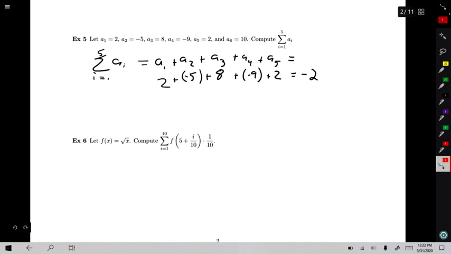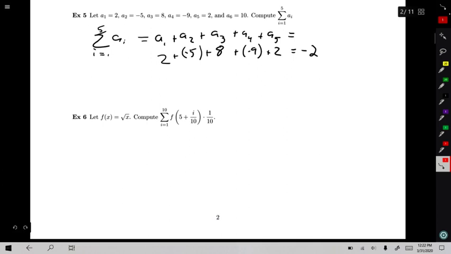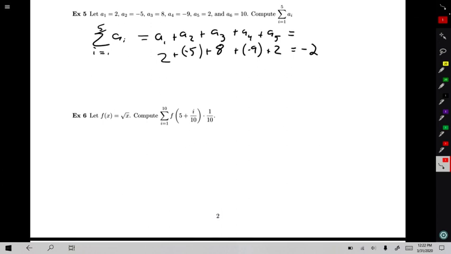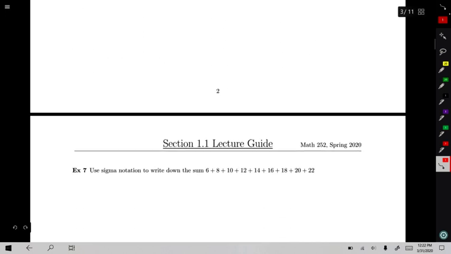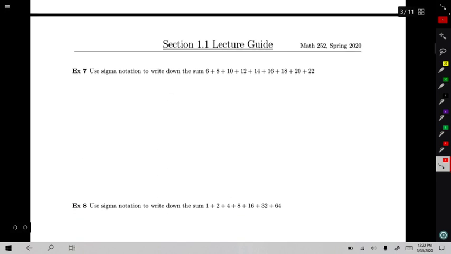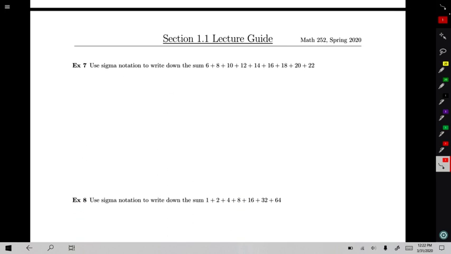All right, so there's an example 6 here. Let f of x be the square root of x, and we want to compute this sum. I'm going to let you work on this, and I'll come back to this at the beginning of the next video. So take a moment to work on this, and you can check out the solution next. But let's look at a different class of examples that we might see with sigma notation here.